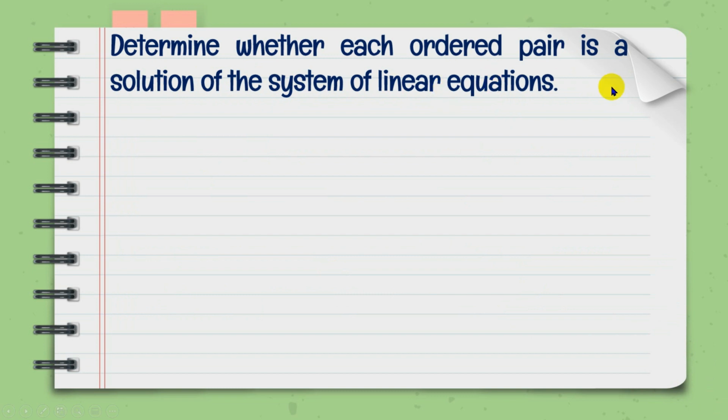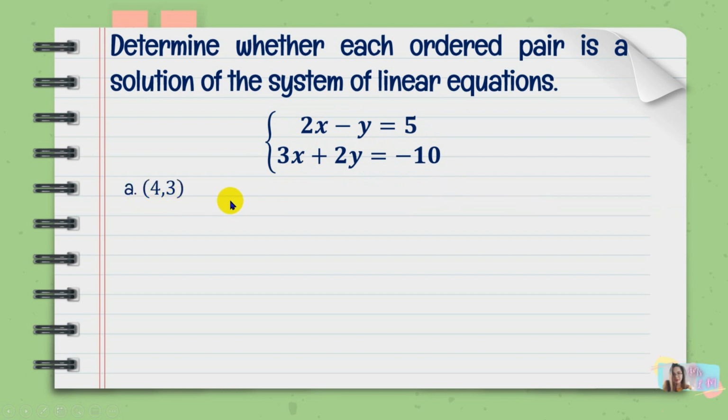Determine whether each ordered pair is a solution of the system of linear equations. So we have here the linear equations 2x minus y is equal to 5 and 3x plus 2y is equal to negative 10. For the first ordered pair, we have here 4 and 3. What we're going to do is substitute that to the variable x and to the variable y, and tignan natin kung masasatisfy niya both of the equations.